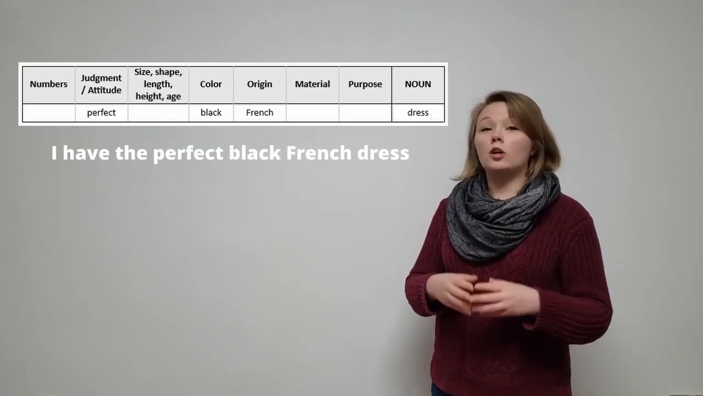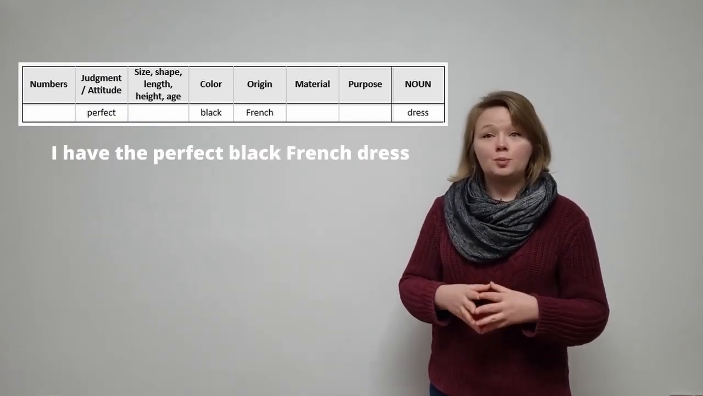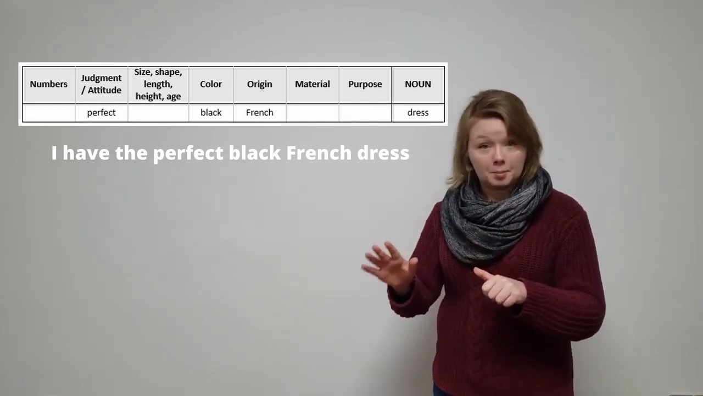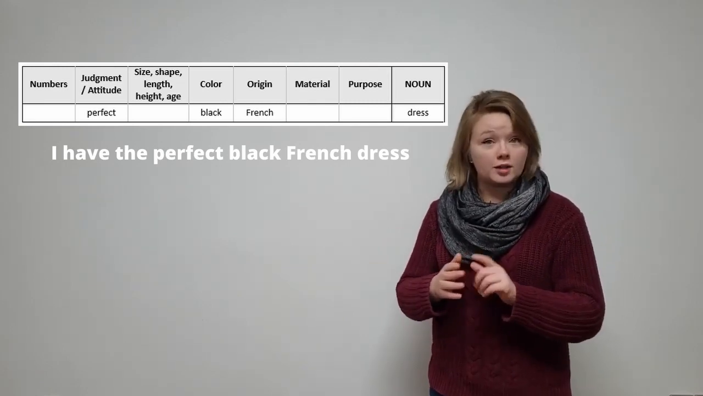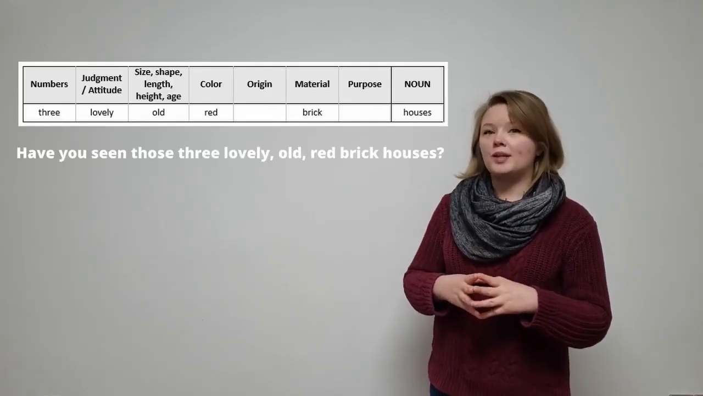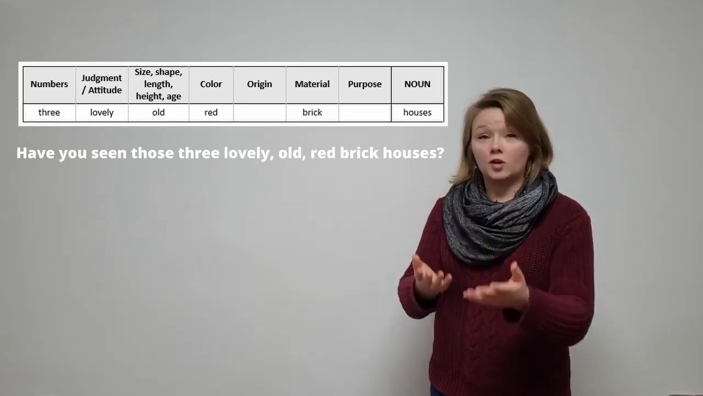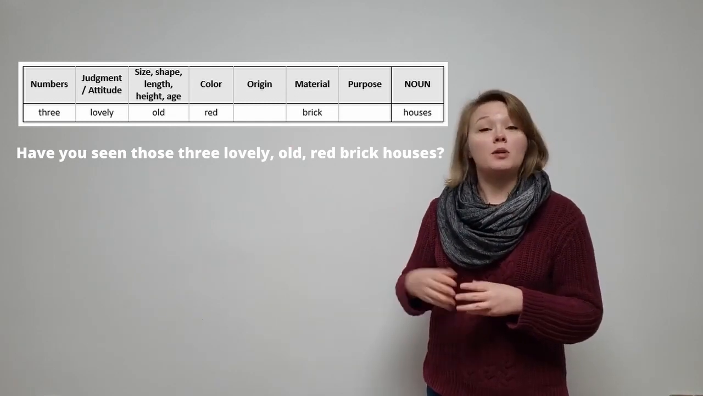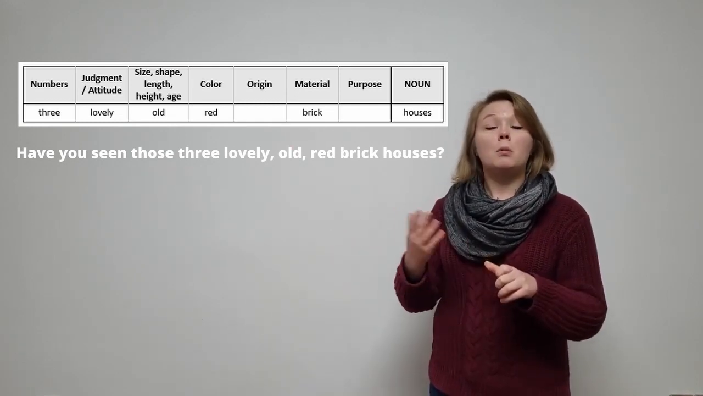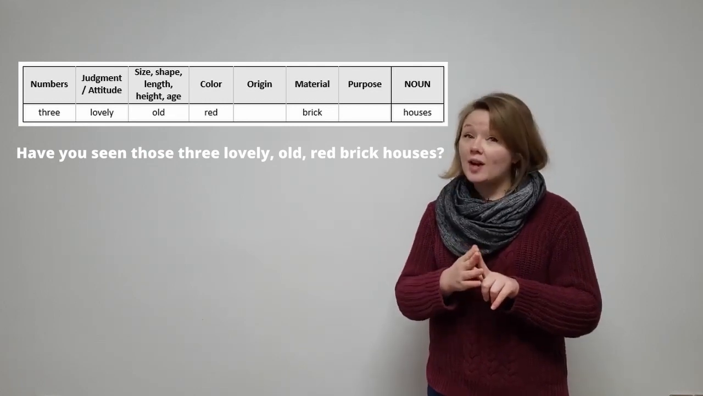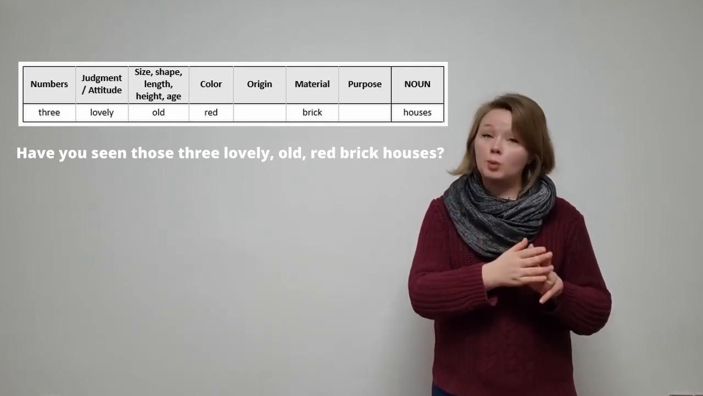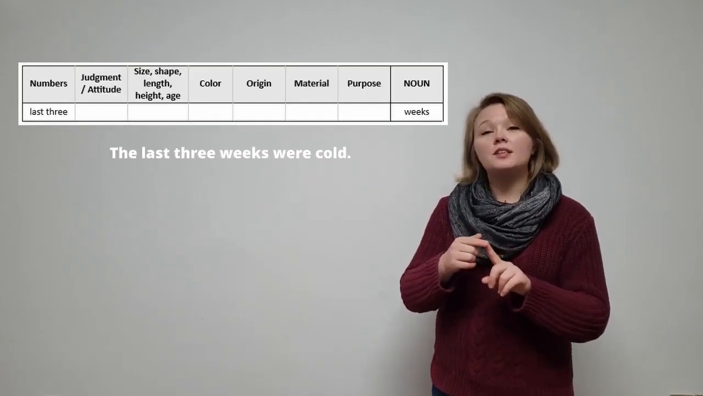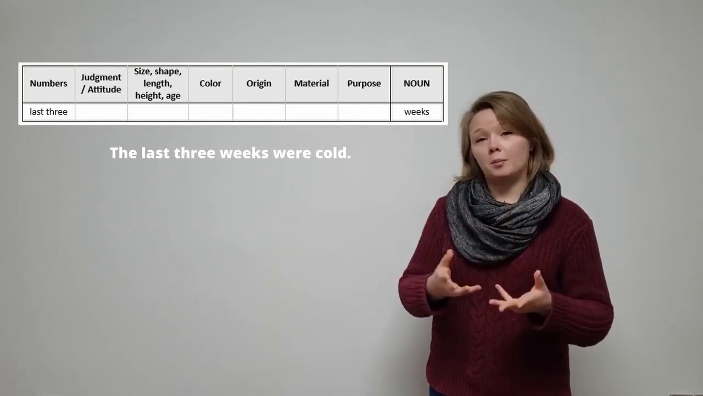In number 1, the word perfect is a judgment, which means it comes before all other adjectives. We also list color, black, before origin, French. In number 2, we see the number 3, which comes first. We also see the judgment word, lovely, which needs to come before other adjectives. Age, old, comes before color, red, which comes before material, brick. In number 3, remember that we use words like first, next, and last before numbers.